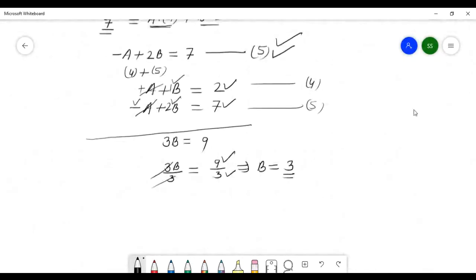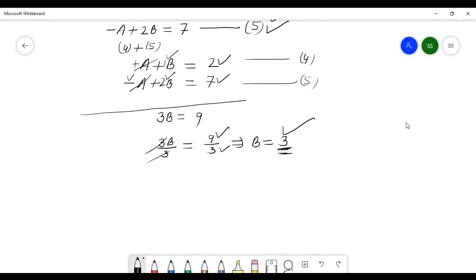Now B equals 3. After that you have to find A. So B equals 3. Put it in any equation, maybe in equation 4 or equation 5. Anywhere put this B equals 3 and you will find A.